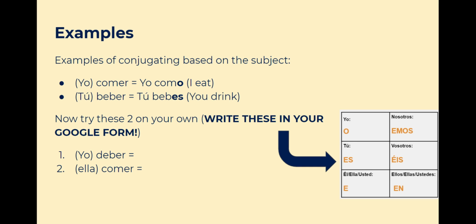So examples for conjugating based on these subjects, we have yo comer. So we would say yo como, taking off the er and adding back o. For tú form, to say you drink, we would say tú bebes, adding back the es. And now I want you to pause and try the two er verbs. So conjugating yo beber and ella comer.